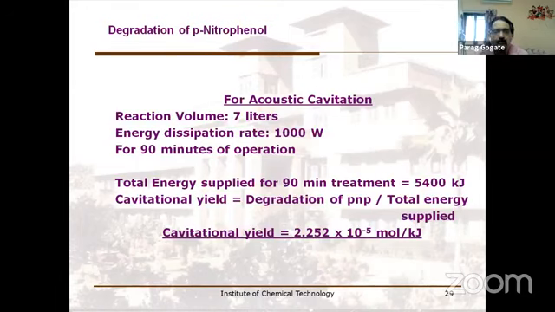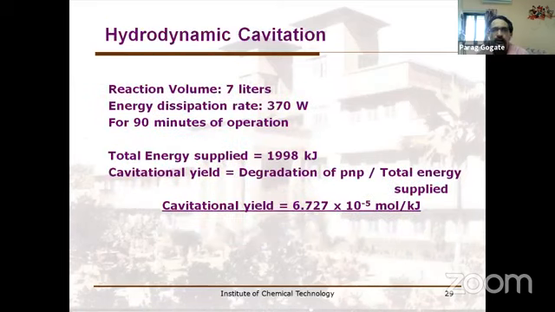So we compared it with cavitational yield, which is a parameter to compare the moles degraded per unit energy supplied. So in the case of acoustic cavitation, about 7 liters of operating volume, 1 kilowatt as energy dissipation rate, and 90 minutes of treatment, you get cavitational yield of about 2.25 times 10 raised to minus 5. Whereas when you use hydrodynamic cavitation, it is higher, 6.7 times 10 raised to minus 5. So these numbers are just for comparing the efficiency under similar operating conditions, treatment conditions, say for same degradation, same reaction volume, 7 liters.